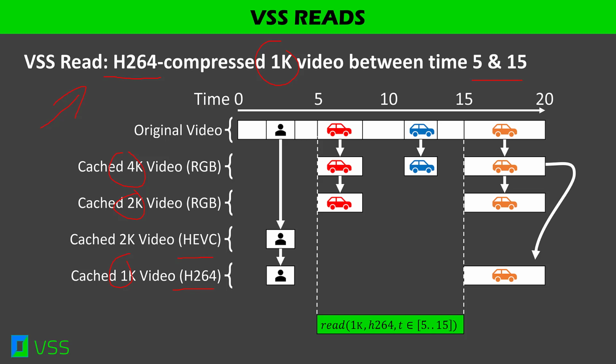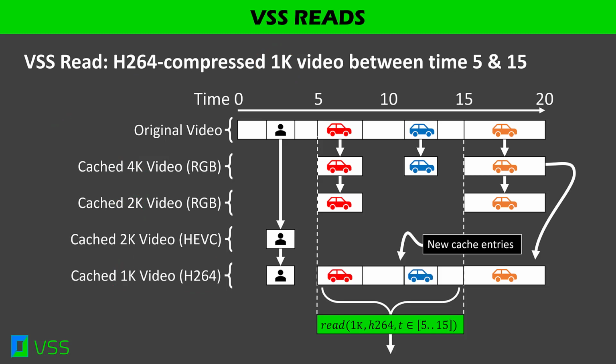And as before, VSS can leverage its cache to produce an answer. And in this case, because the requested resolution is lower than everything else in the cache, VSS can leverage any cache entry to produce the result, and it does so. Like before, VSS will enter this new lower resolution fragment into its cache for subsequent use.